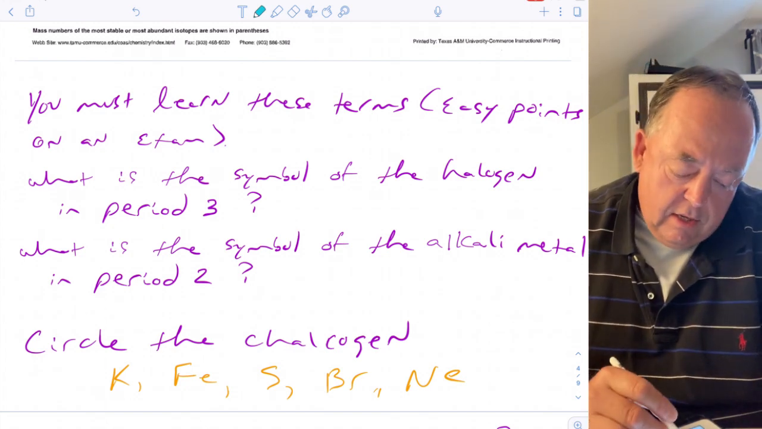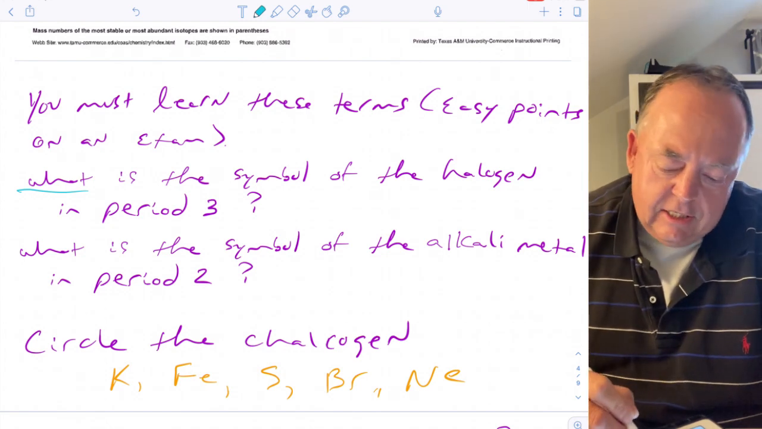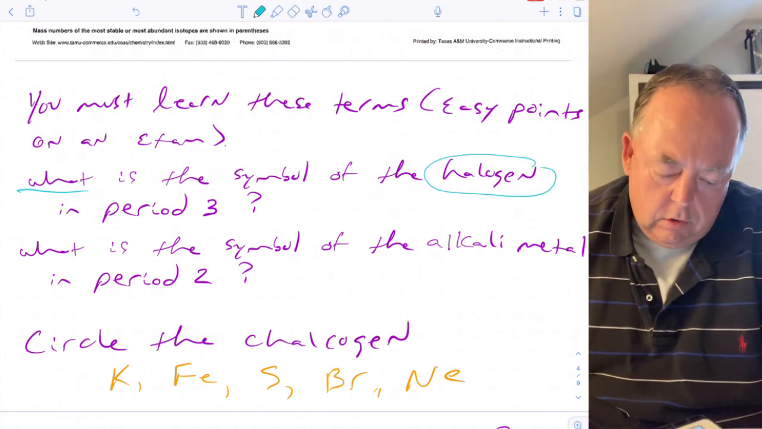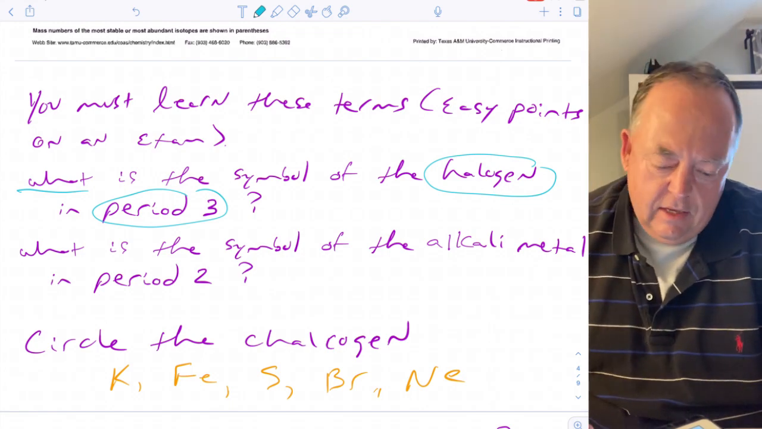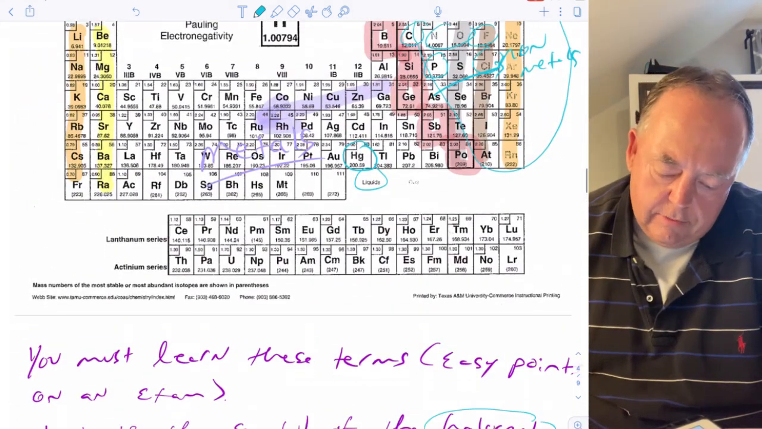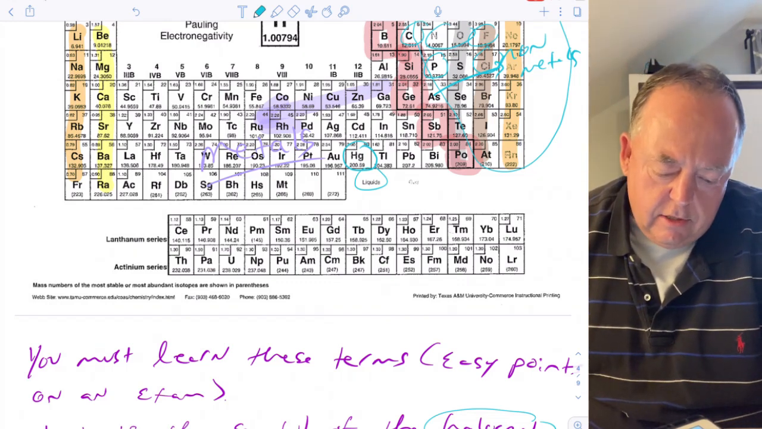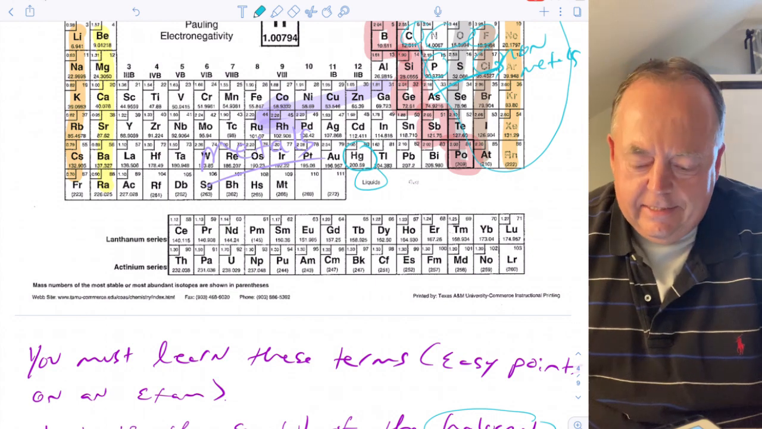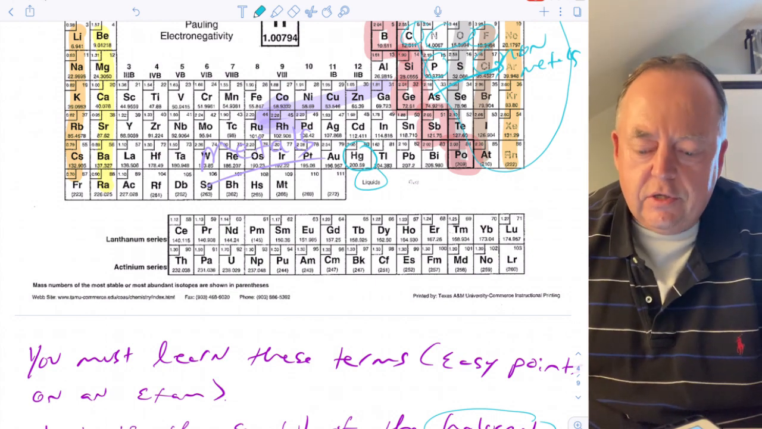So for example, maybe you see a test question that asks you, what is the symbol of the halogen in period 3? So if you don't know what a halogen is and you don't know what period 3 means, then you're just guessing, right? How many elements are there in the periodic table? There's 118 elements. So if you don't know what those terms are, then you have a 1 in 118 chance of getting that question right. So the odds are not very good.